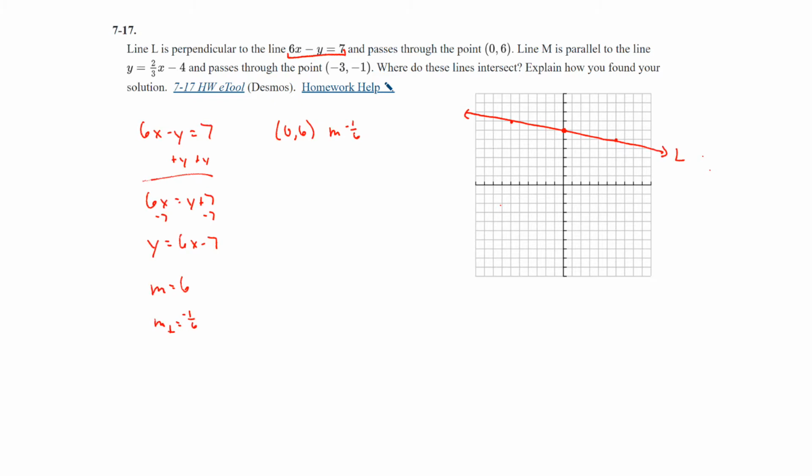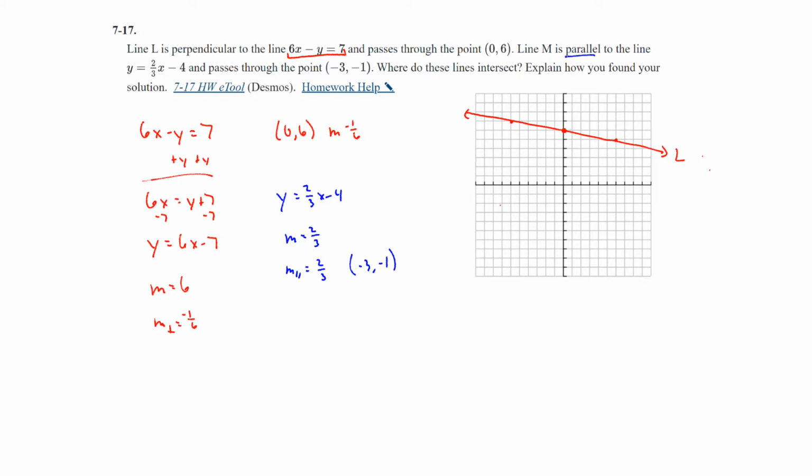Alright, line M is parallel to the line y equals 2/3 x minus 4. So this has a slope of 2/3, and since it's parallel to that line, a parallel line has the same slope. So we know it has a slope of 2/3, and this one passes through the point (-3, -1).